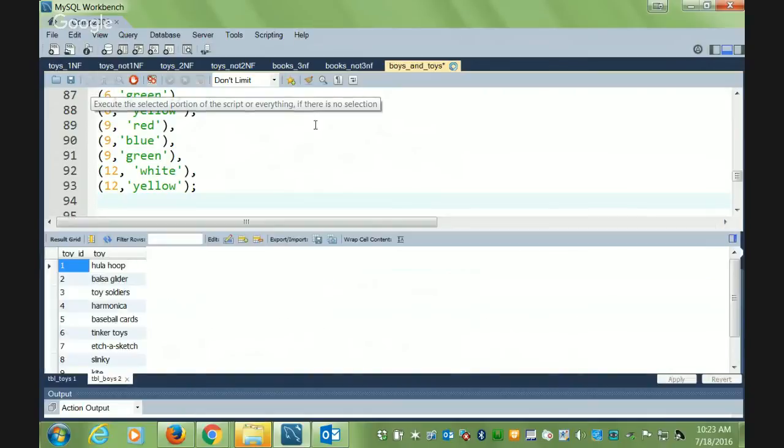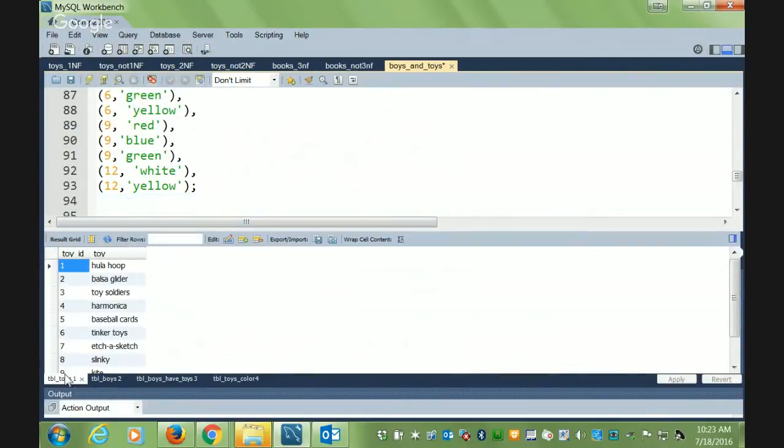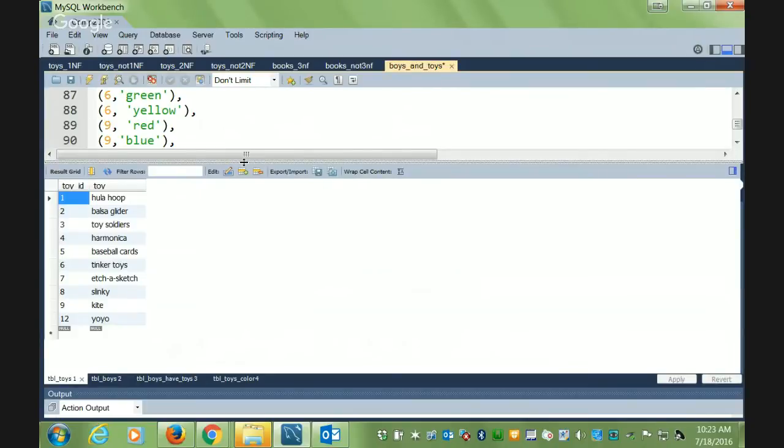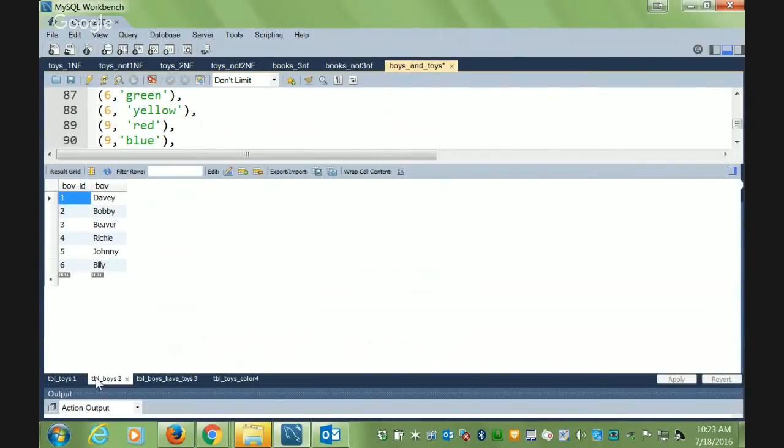This is how this looks right now. My first table tells you what toys have the ID and what are their names. My second table tells you what is the ID of the boy and what is the name of the boy. See here, I can't take name to be a primary key because there could be 2 Davies or 2 Beavers or 2 Richies or 2 Billies. Who knows? Names may not be unique, right?